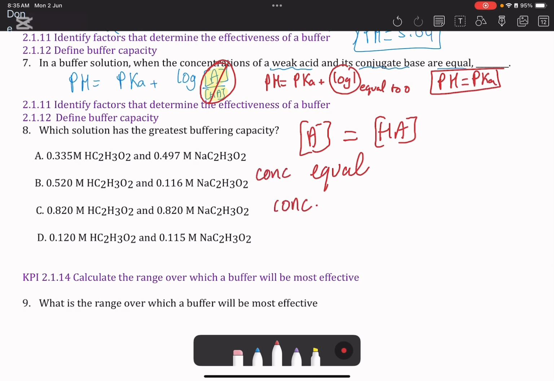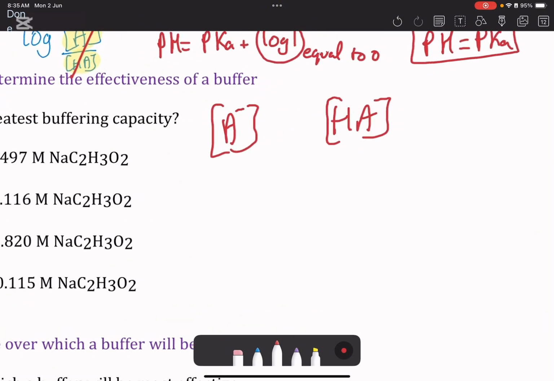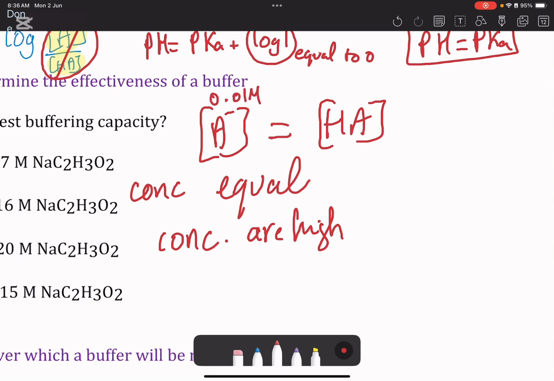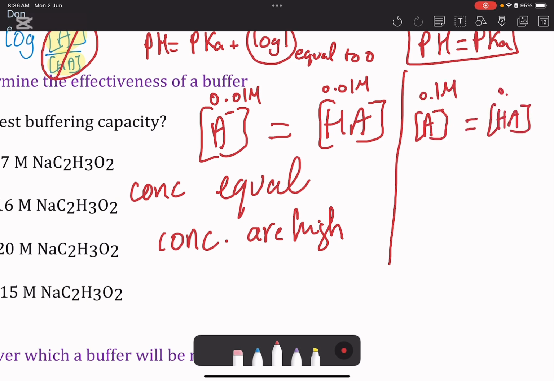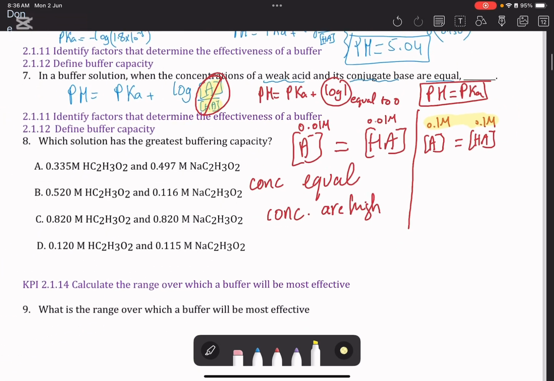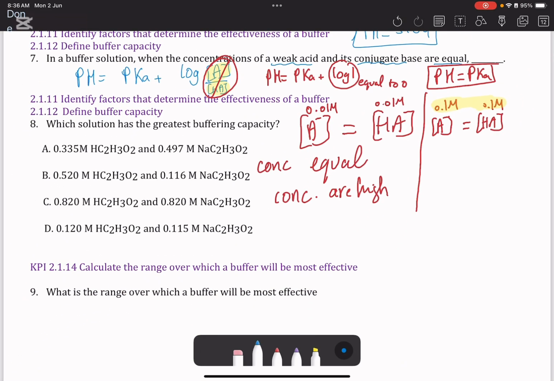And second, when the concentrations are high. For example, if I have 0.01 molar acid and 0.01 molar of its own conjugate base, it's not as good as if I have, for example, 0.1 molar and 0.1 molar weak acid. So having equal concentrations is good, but having them higher is even much better for the effectiveness and capacity of the buffer. So therefore, we look at the options where we have equal amounts.